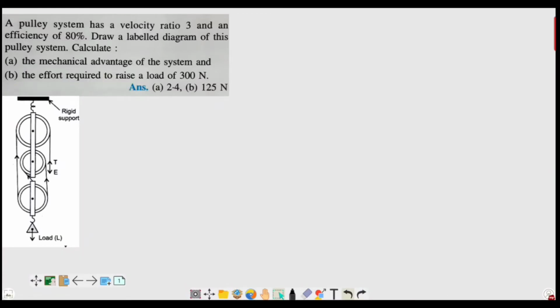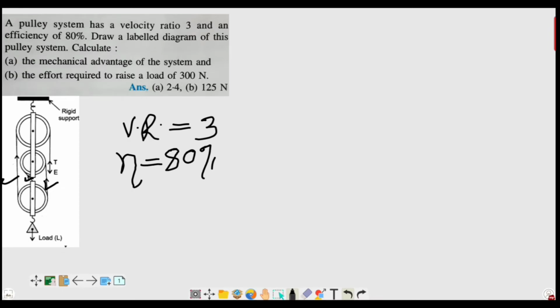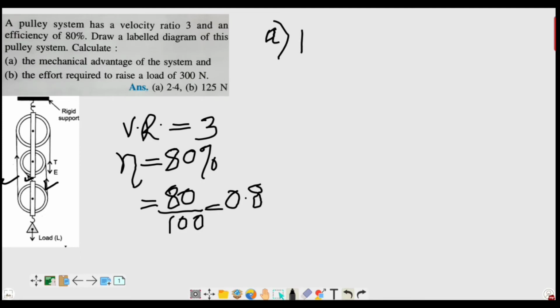Now, in this, load is supported by 3 strings. 1, 2 and 3. But here velocity ratio is given. Velocity ratio is 3. Efficiency is 80%. Let's first convert it into a fraction. So it will be 80 upon 100, that is 0.8. Now in the first part, they have asked you to calculate mechanical advantage.